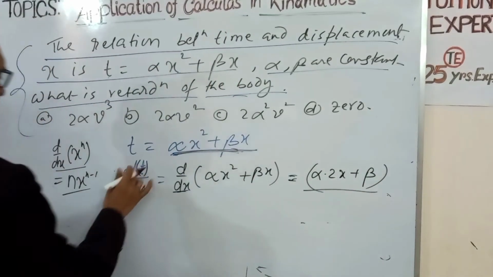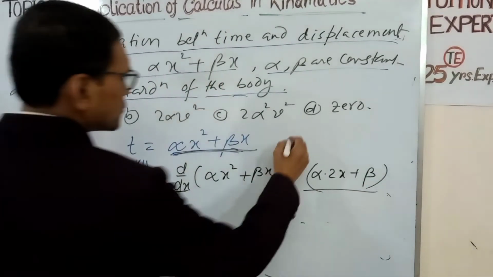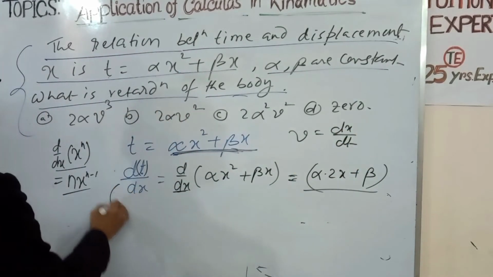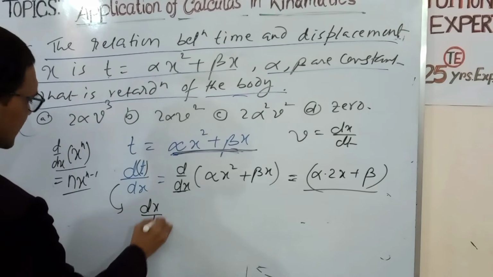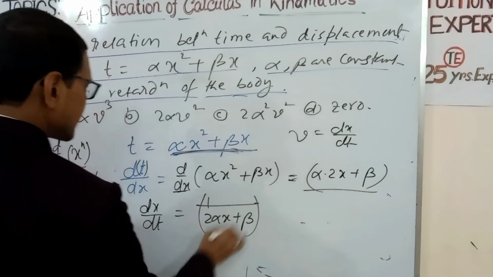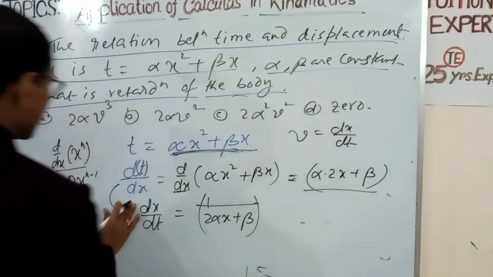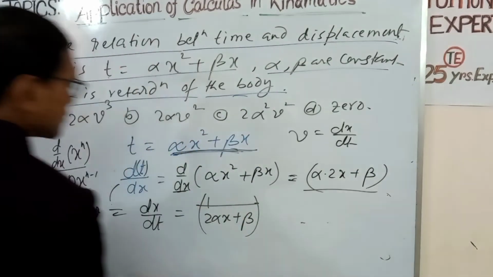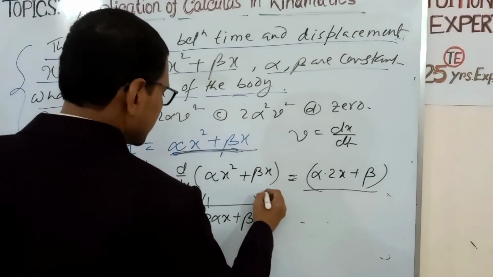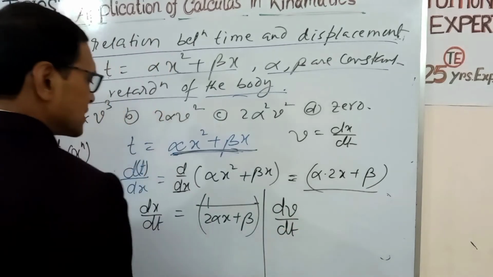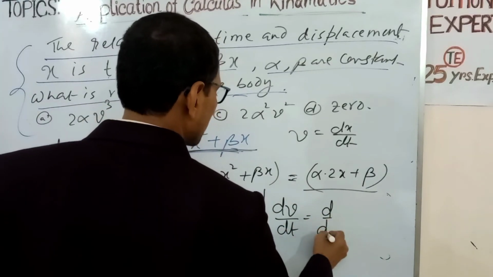Now we know velocity equals dx by dt, so we have to take the reciprocal of this. So dx by dt equals 1 by this. So this is the velocity v. Now we have to find dv by dt. Now what is dv by dt? dv by dt equals d by dt of this.